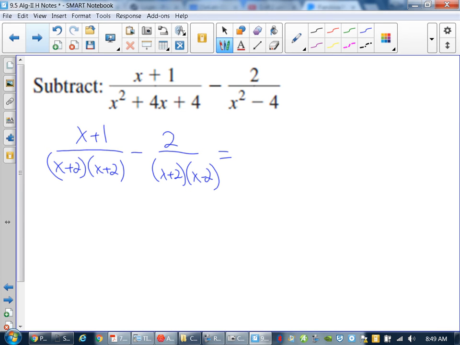What do those two denominators have in common? They have an x plus 2 in common. So if they have one of them in common, what's left? An x plus 2 and an x minus 2.